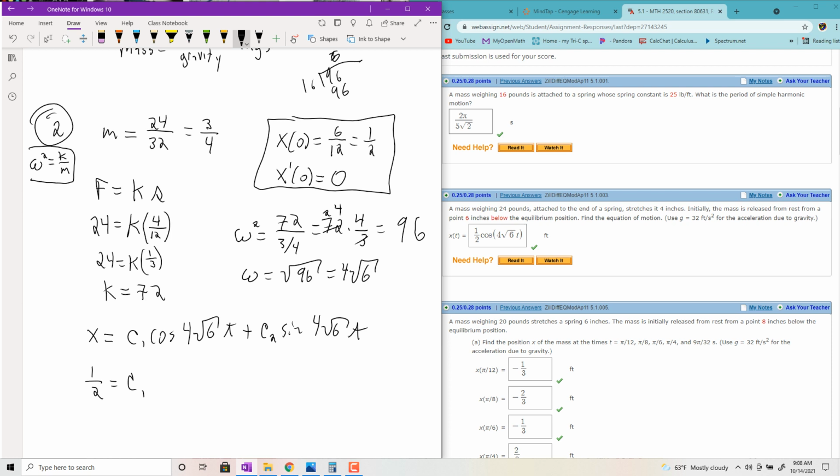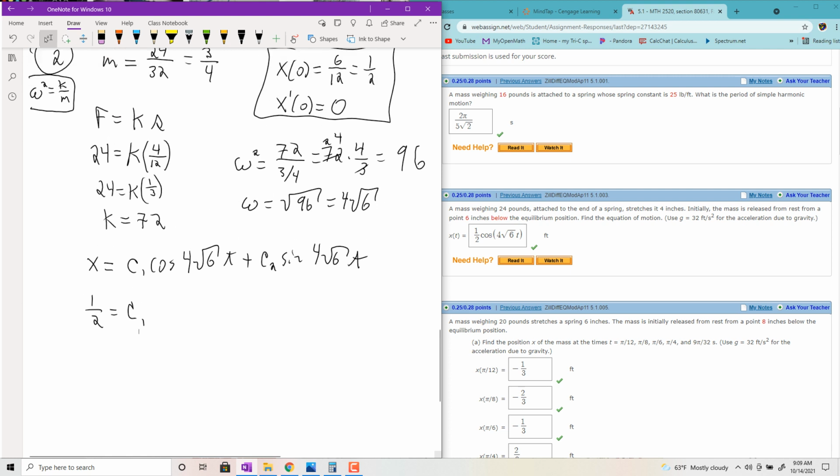Cosine of 0 is 1. It's really 0 times 4 root 6, but 0 times 4 root 6 is 0. So cosine of 0 is 1. Sine of 0 is just 0, so you get C1 is 1/2.